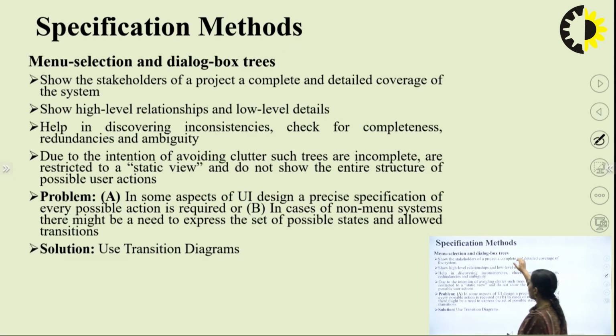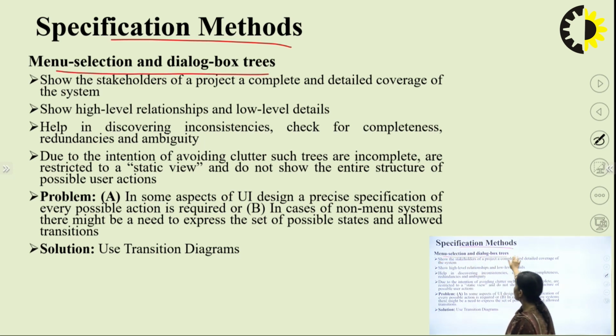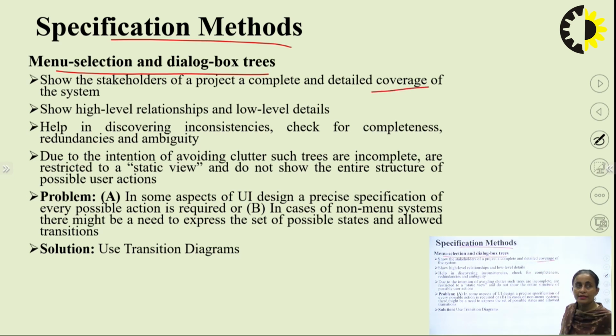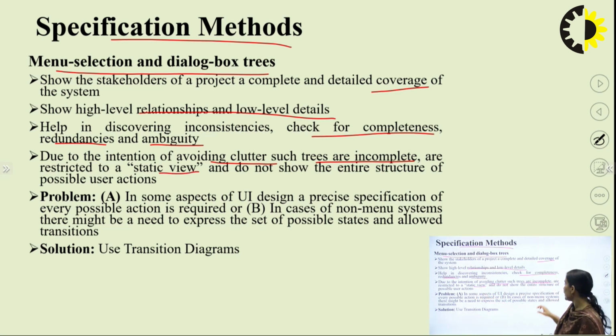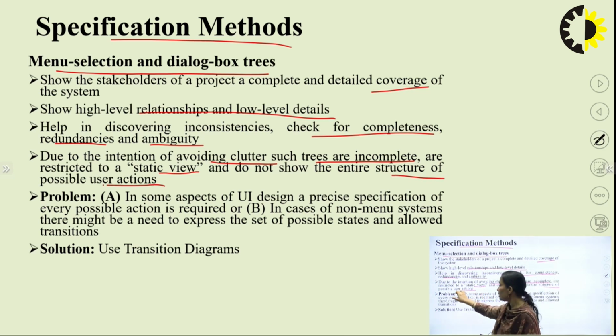Then the specification methods. Here the menu selection and dialog box trees show the stakeholders of a project a complete and detailed coverage of the system. They show the high level relationship and low level details. It helps in discovering inconsistencies and it checks for completeness, redundancy, and ambiguity of the data. But due to the intention of avoiding clutter, such trees are incomplete and restricted to a static view, and they do not show the entire structure of possible user actions.